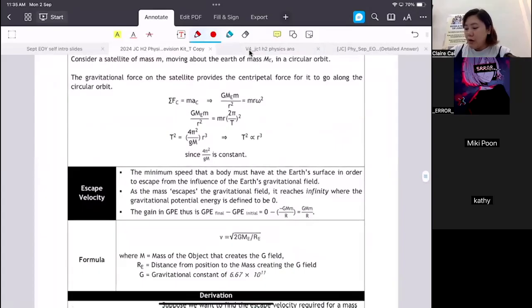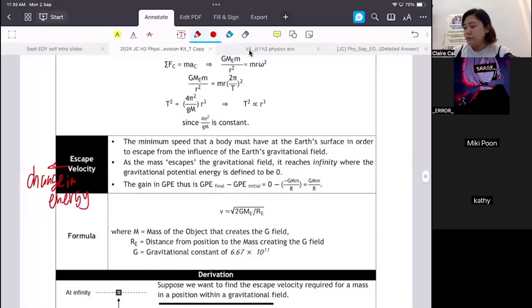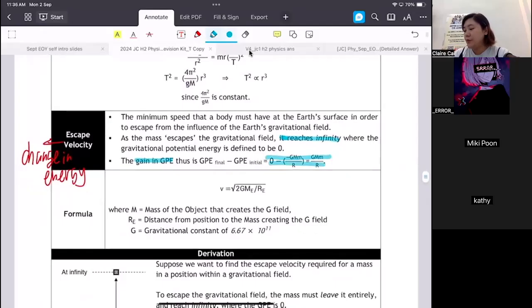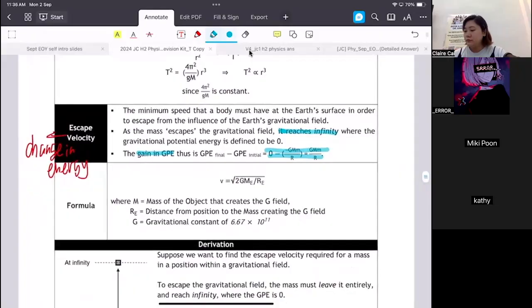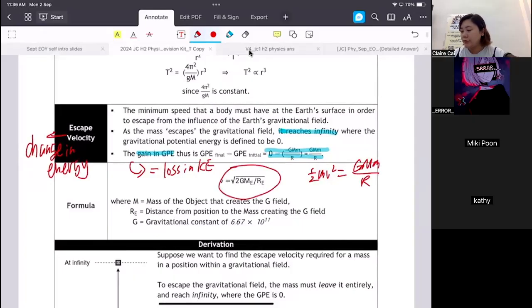Whereas for the escape velocity, we're looking at the change in energy. For you to escape, you must be able to reach infinity, theoretically. Therefore, the gain in GPE is basically 0 minus the initial GPE, hence it's GMm over R. This gain in GPE is equal to the loss in KE. If you let half mv squared equal GMm over R, this is how we get the expression.